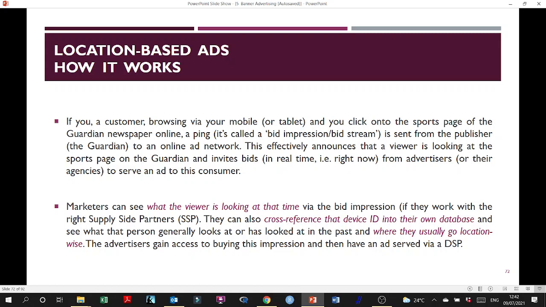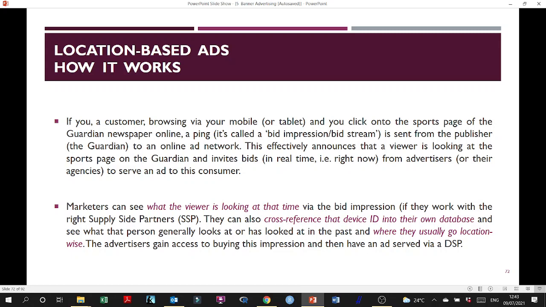This effectively announces that there is a viewer that is looking for the sports page on the Guardian and invites a bid. If, of course, you have been interested in buying running shoes for the past week, there is a very good chance that you will be served either with advertisements for the first time or retargeted with certain advertisements from advertisers or agencies. Marketers can see what the viewer is looking at, and at what time, via the bid impression.